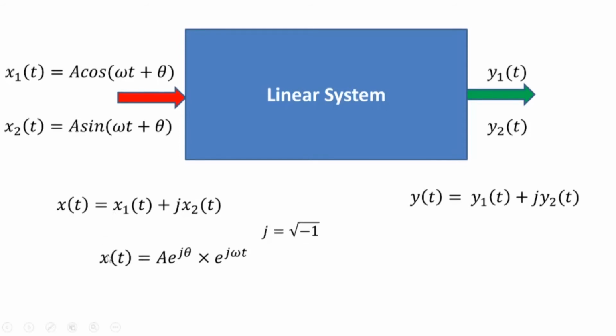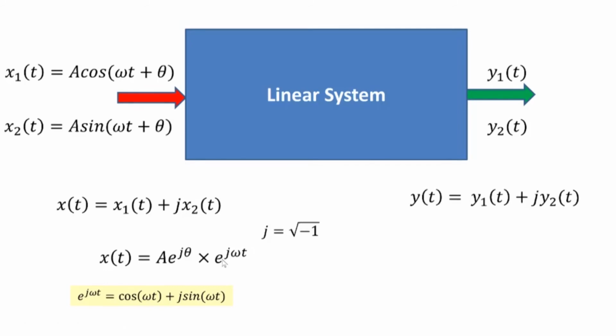Then x(t) can become, note that x1(t) is A cos(omega t plus theta), plus j A sin(omega t plus theta). So x(t) can be written as A e to the power j theta into e to the power j omega t. We've used Euler's identity, e to the power j omega t is cos omega t plus j sin omega t. So if j is the square root of minus 1, then x(t) becomes A e to the power j theta into e to the power j omega t. That's the signal that we have applied, the superposition of these two signals with j the square root of minus 1.